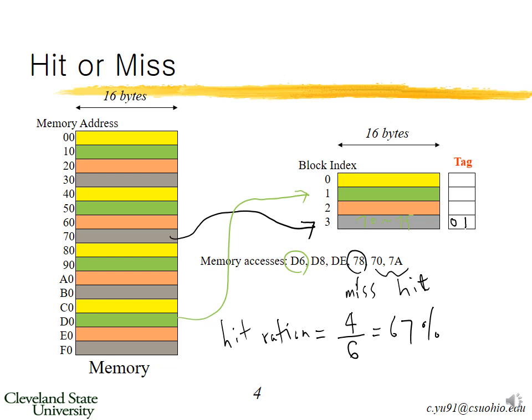So this is one of the quiz questions. Memory access pattern: D6, D8, DE, 78, 70, 78. The D6 is going to be a cache miss, but once that block is brought into the cache, which is the green color, the following two memory accesses, D8 and DE, are going to be cache hits because it's already there. 78 is a cache miss, but it will be brought into the cache, and the following two memory accesses are going to be cache hits. So altogether, the hit ratio is 4/6 or 67%.